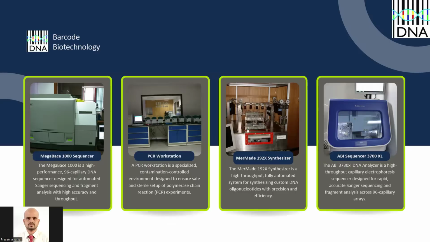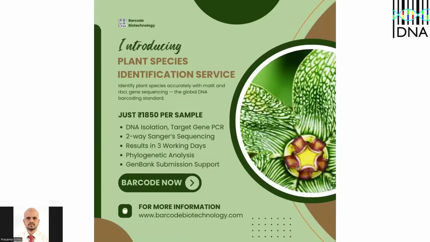We have a Megabace 1000 sequencer and ABI sequencer 3700 along with Illumina MiSeq, giving various barcode services. The company has a PCR workstation and a Mermaid 192X primer synthesizer. Okay. They are actually the bread supplier of the company. They give various species identification services. Okay, I would say it's India's most affordable service.